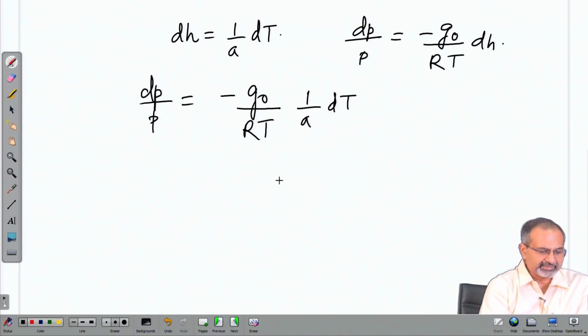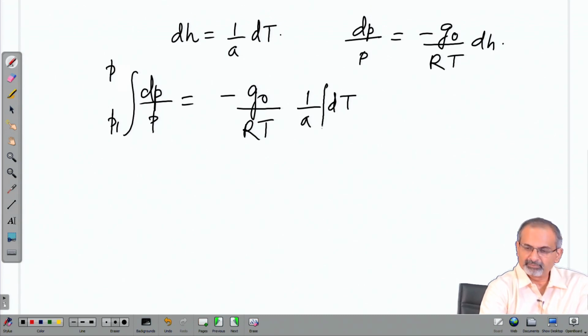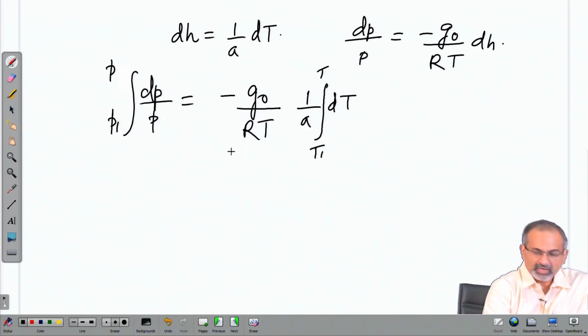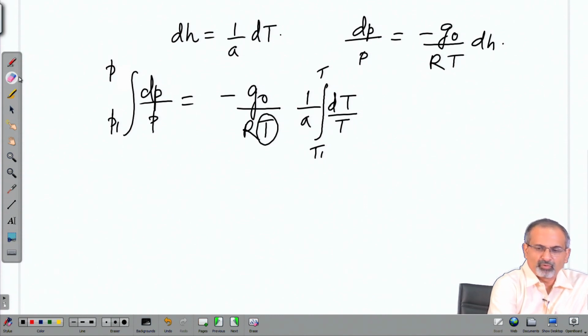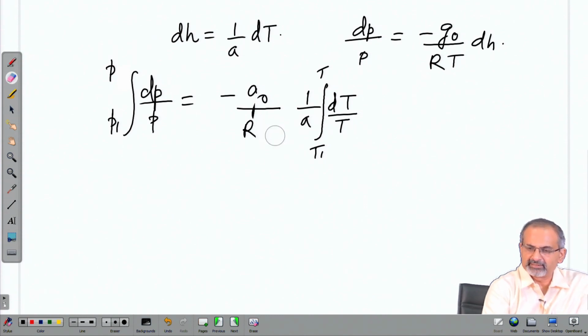Now, you integrate it. You are going to integrate this between P1 to P, and you are going to integrate this from T1 to T. Now, remember that when you integrate, this has to go into the integral. So, while integrating, this T goes away.